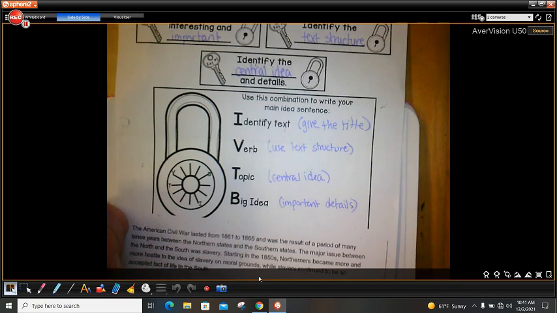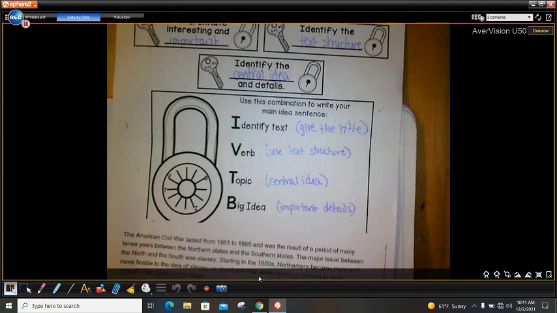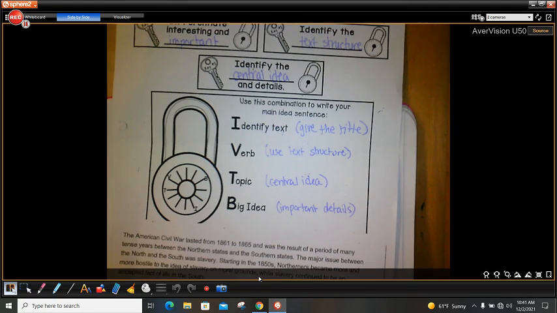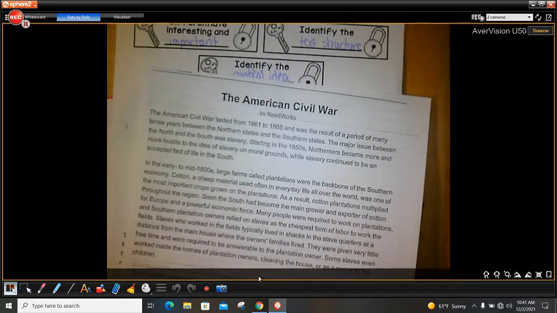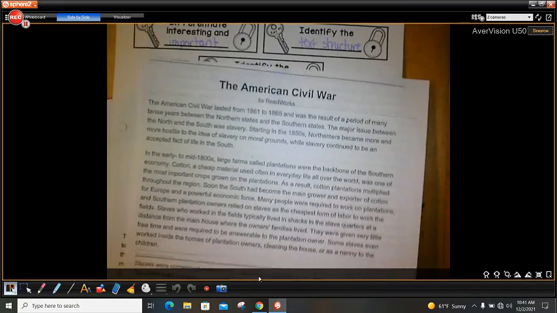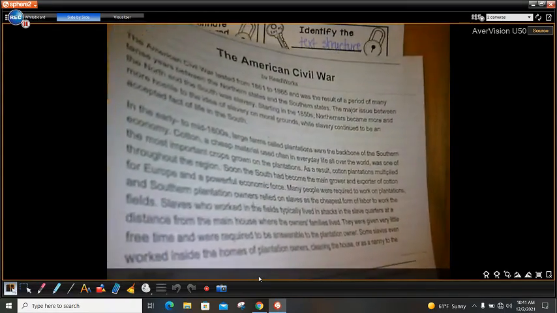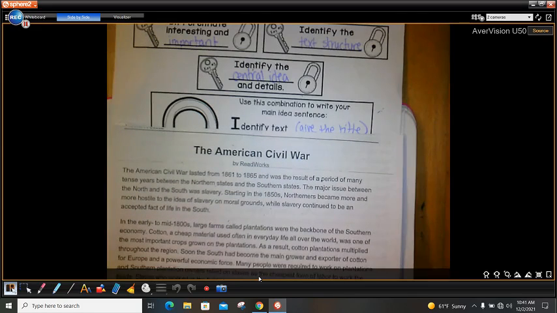I'm going to show you how this is done. We're going to use the same article that we read last week. I'm going to have Ramon pass it out for me. Go fast.